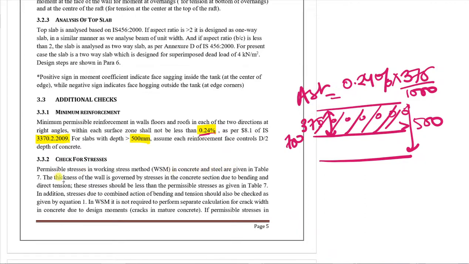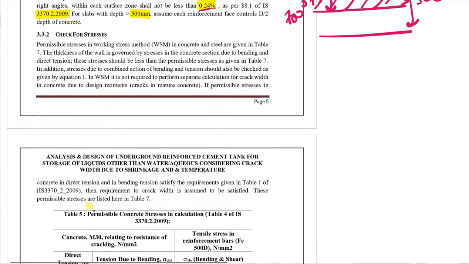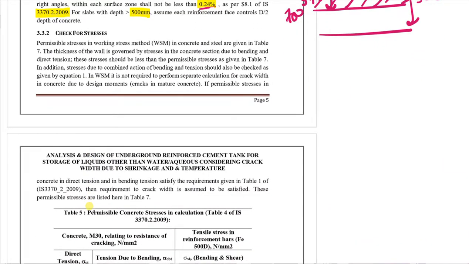Now check for the stresses. Permissible stresses in the working stress method in concrete and steel are given in table 7. The thickness of the wall is governed by the stresses in the concrete section due to bending and tension. These stresses should be less than the permissible stresses as given in table 7. In addition, stresses due to combined action of bending and tension should also be checked as given by equation 1. You can see equation 1 in the following paragraph.